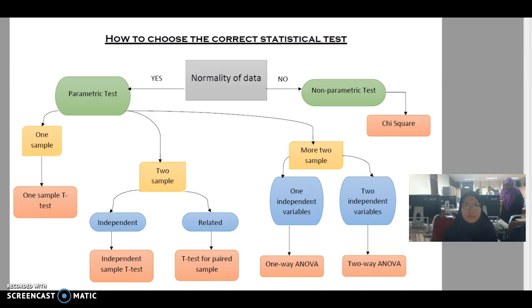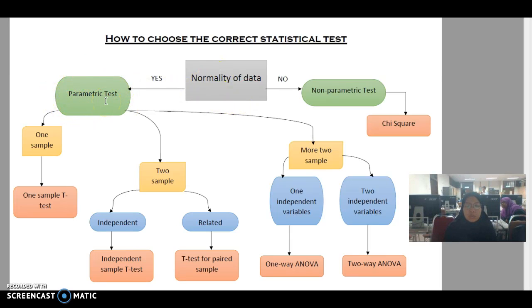So this is my flowchart diagram that I've done. This is the flowchart that tells us how to choose the correct statistical test. So first and foremost, we have to run the test of normality for the data to know whether the data is normal or not. If the data is not normal, we will run the non-parametric test. This non-parametric test is chi-square. And if the data is normal, we will run the parametric test.